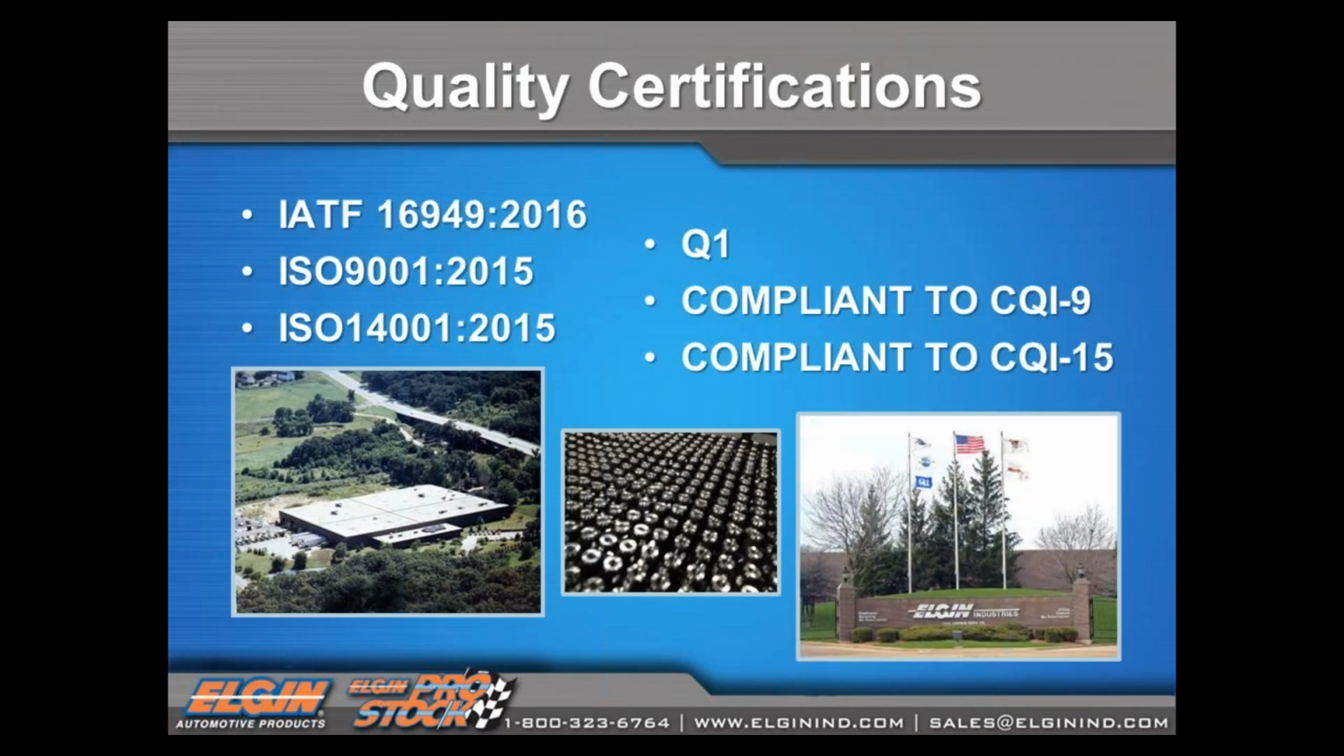To supply as a Tier 1, you have to be IATF 16949 and ISO, and have the environmental ISO. We are Q1 certified, and we're compliant to the heat treat requirements within CQI-9 and the welding requirements within CQI-15 that apply to our push rods. We currently build about 600,000 push rods a week, up and down 20 or 30,000 a week. So we're a substantial supplier in the high volume OEM Tier 1 supply chain.